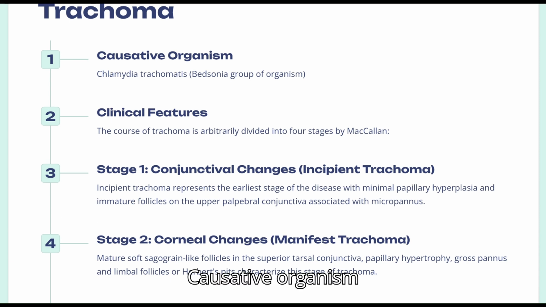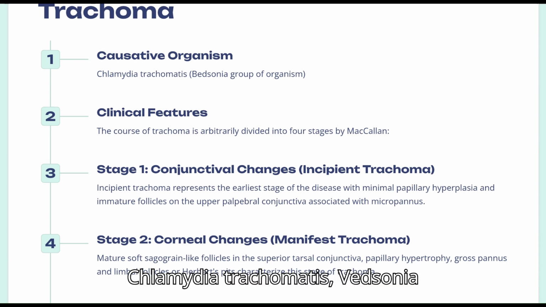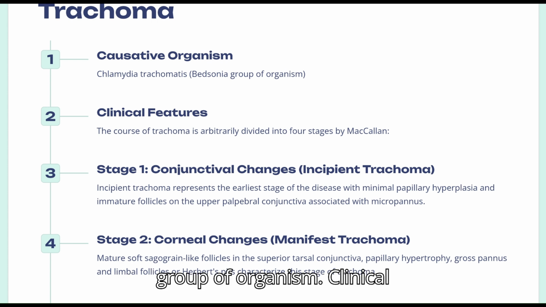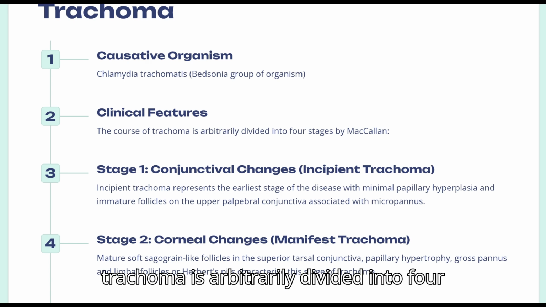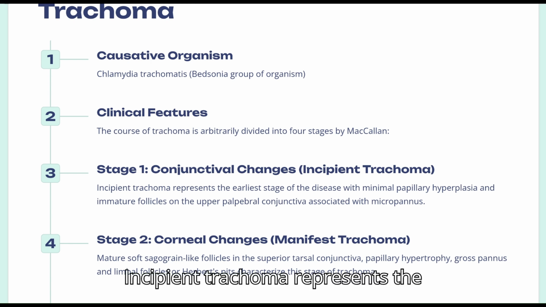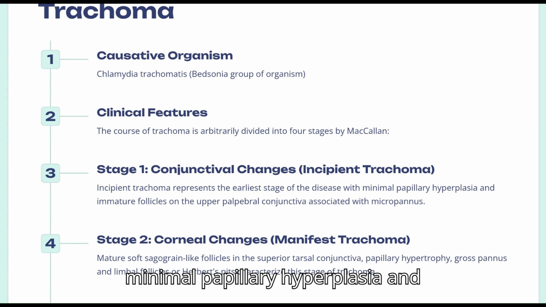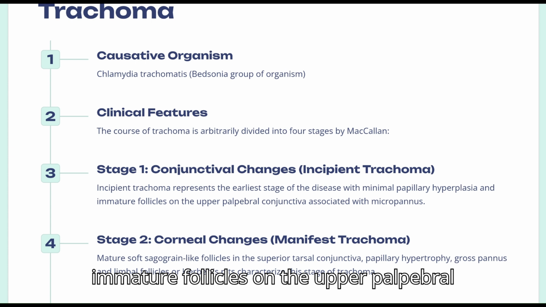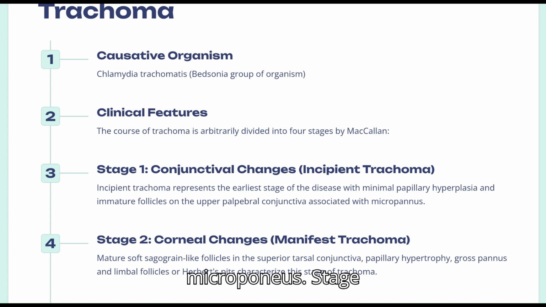Trachoma. Causative organism. Chlamydia trachomatis, Bedsonia group of organism. Clinical features. The course of trachoma is arbitrarily divided into 4 stages by MacCallan. Stage 1. Conjunctival changes, incipient trachoma. Incipient trachoma represents the earliest stage of the disease with minimal papillary hyperplasia and immature follicles on the upper palpebral conjunctiva associated with micropannus.